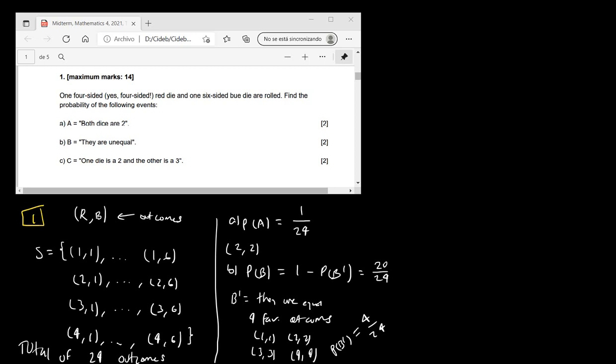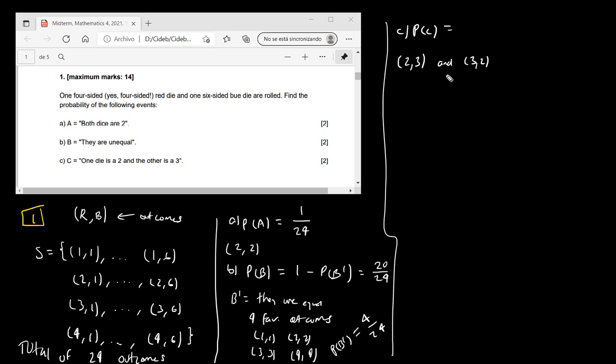We continue. C. What is the probability of the event C? One die is a 2 and the other is a 3. Favorable outcomes are this one and this one. These are the only two favorable outcomes to this event, in which one die is a 2 and the other is a 3, as you can see. So two favorable ones over 24 possible ones, that's it. Letter D.